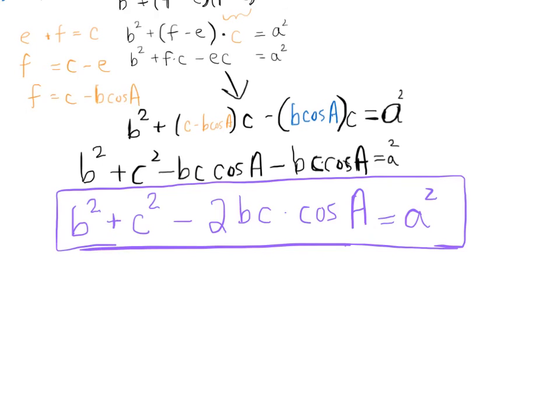I'll just point out one thing. It looks a little bit like something you've seen before. A squared equals b squared plus c squared. It looks like a weird variant of the Pythagorean theorem with this thing thrown in here. And we'll talk about what that is in just a bit.